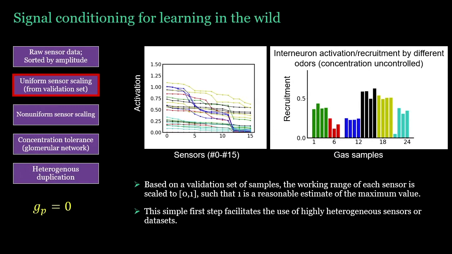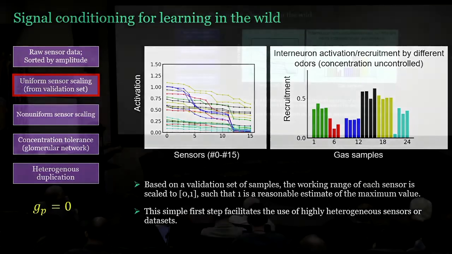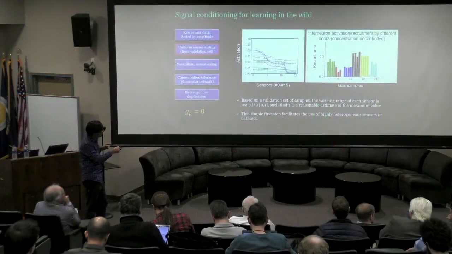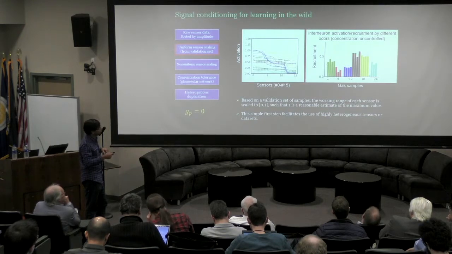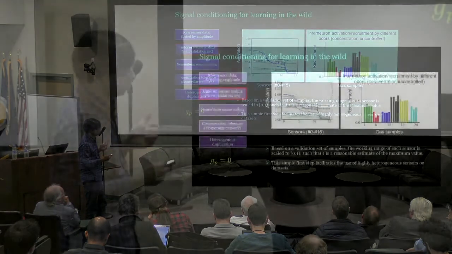Now, it is useful because this step facilitates the use of highly heterogeneous sensors or data sets. And our algorithm is based on combinatorial coding, so we need this sensor scaling. If you look at these sensor responses here, each of the gas types is a particular color, and the responses differ because they indicate odors at different concentrations. There are 4 red ones. And the fraction of interneurons that spike are still widely different, and for some of them it is still 0. Hence, the no spike penalty is 0, and the goodness of preprocessing is also 0.